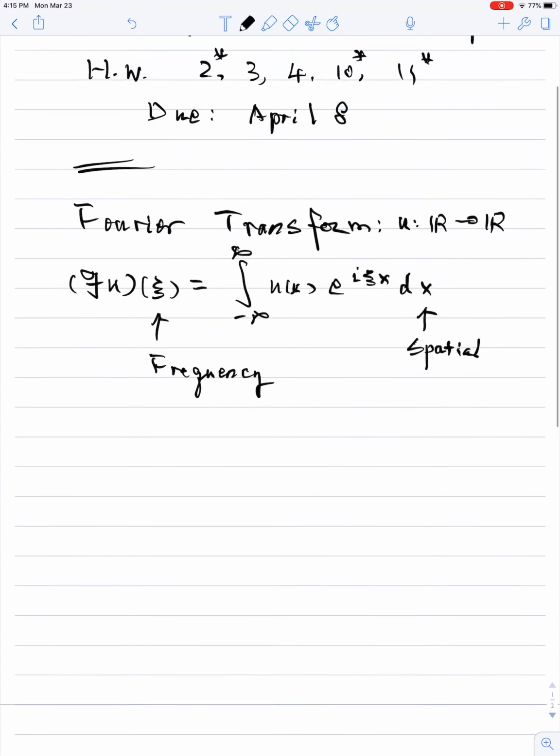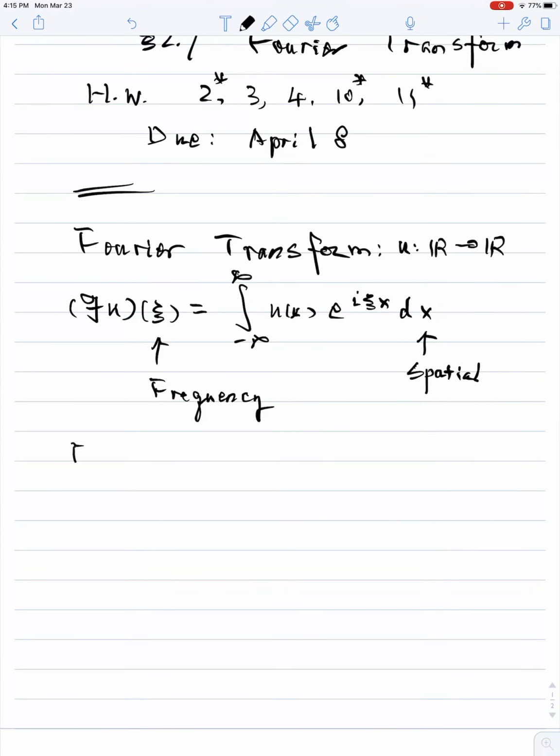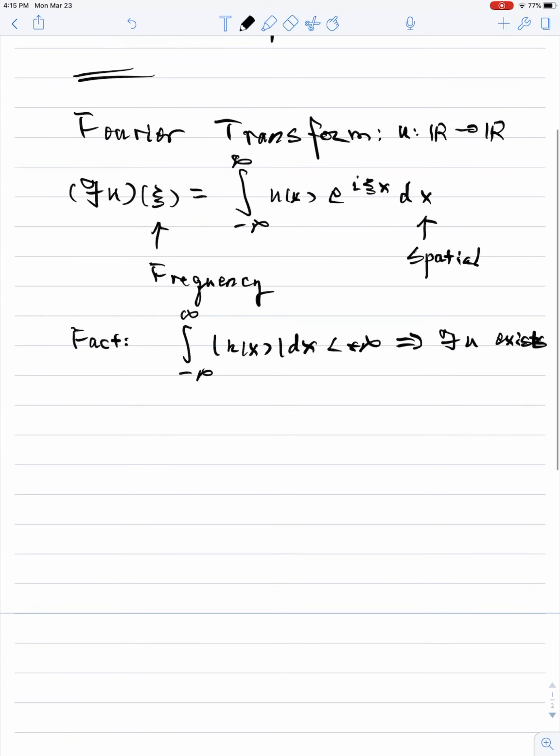Now, this is a fact: this integral exists. This is an improper integral. This improper integral would be convergent if the absolute value of this function is Riemann integrable. Then this exists. And in fact, it not only exists, it has derivatives of any order. So it's a smooth function.